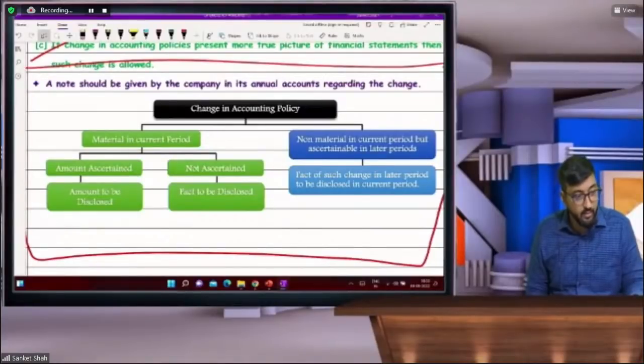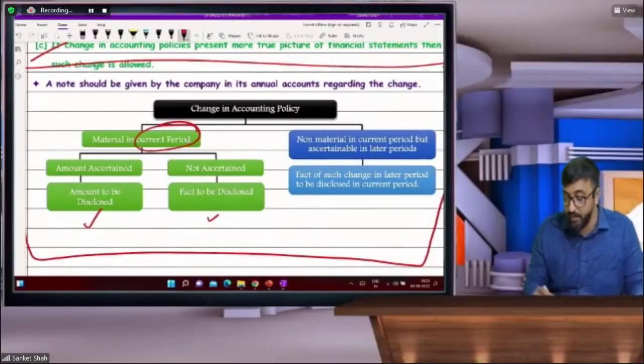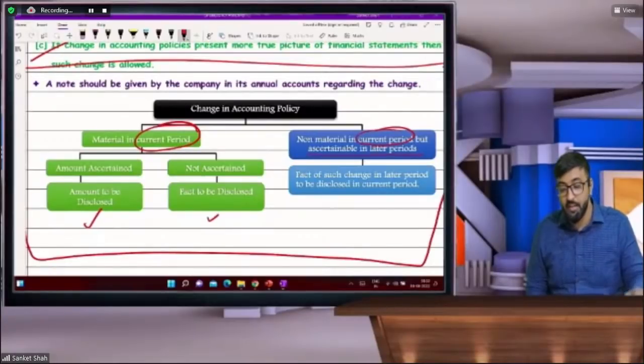Clear, right? Okay. Materiality in the current period means that the amount is ascertained. If the amount is ascertained, you can disclose it. And if the amount is not ascertained, for example if you are changing the policy and you cannot tell the amount, then that fact has to be disclosed if it is affected in the current period. And if it is not affected in the current period but it is affected in the later period, then the fact that it is not going to affect the current period but will affect the future period, that fact you have to disclose.